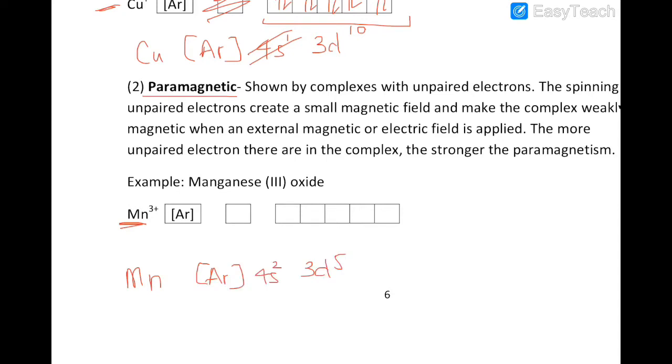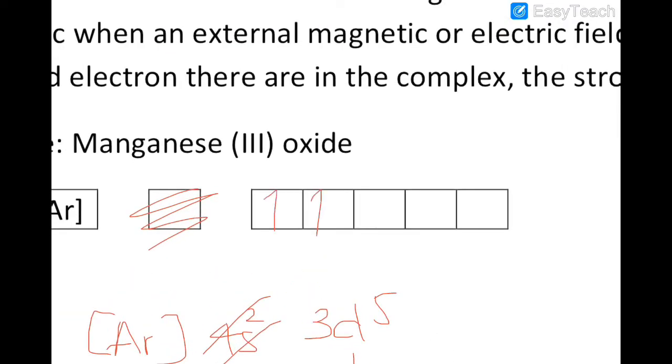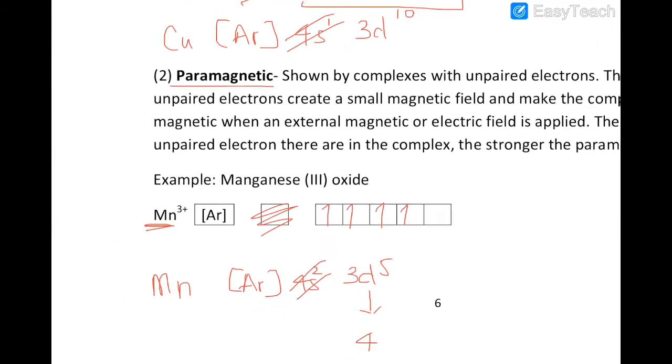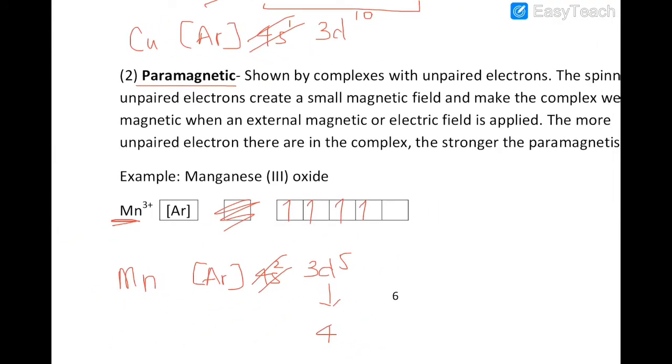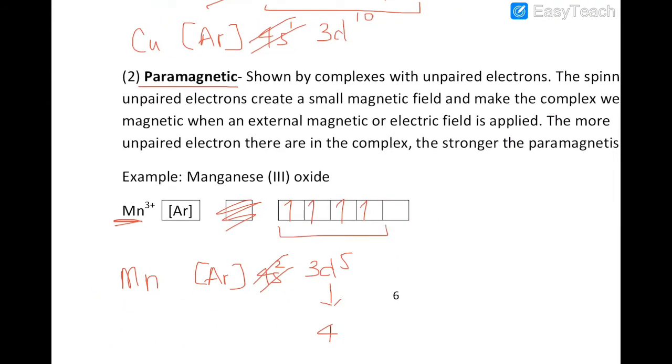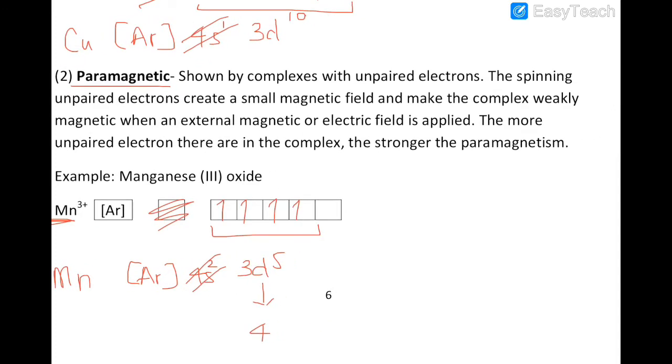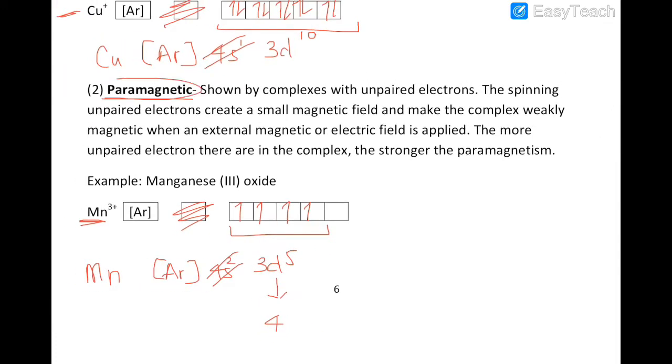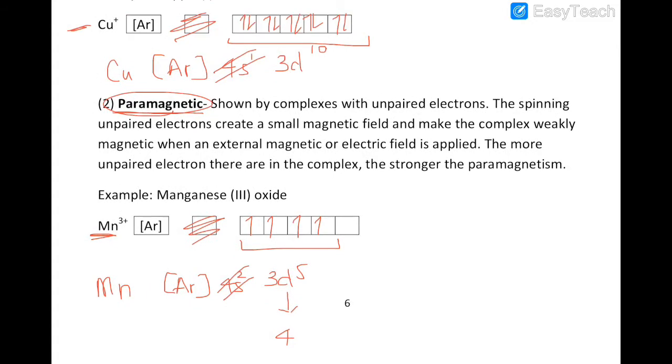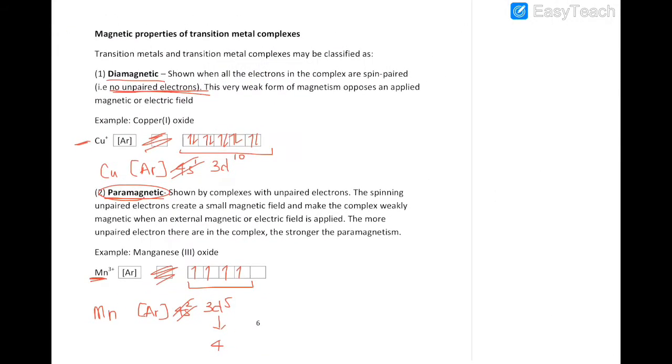But if you look at Mn3+, Mn has electronic configuration [Ar] 4s2 3d5. So Mn3+ is going to lose 3 electrons, and then you'll have only 4 electrons in the 3d orbital. The 4s is going to be empty, and then 4 electrons, 1, 2, 3, 4. So as you can see here, you have unpaired electrons. If there are unpaired electrons, it's going to be paramagnetic, right? So diamagnetic, no unpaired electrons. Paramagnetic, there are unpaired electrons.